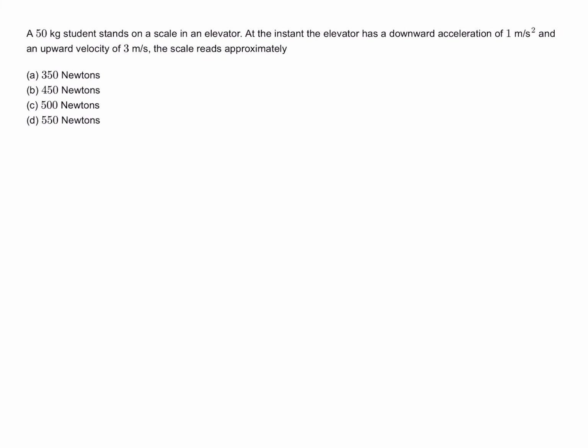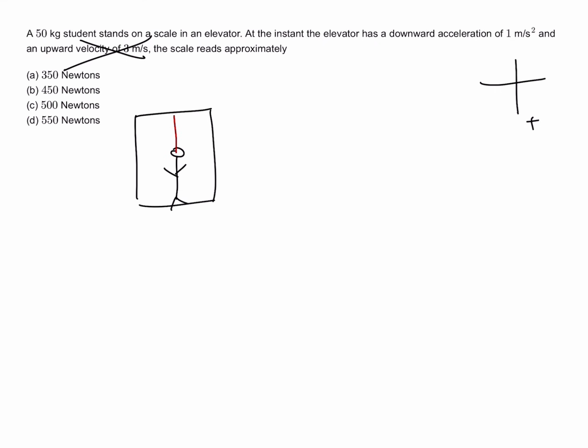It's an elevator problem. So basically, we know that the 50 kilogram student is standing on the elevator, and we know that the elevator is accelerating downward at 1 meter per second squared. So for the sake of this problem, I'm going to establish downwards as positive. The velocity is irrelevant in these types of problems. So I'm going to quickly draw a sketch. So we have our student who's standing there. The forces acting on them are the normal force and the gravitational force.